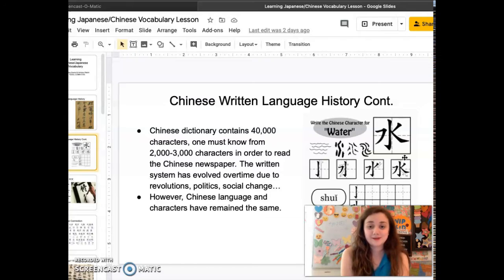So that's a lot of characters, and it's very interesting how the Chinese language has evolved over time through social changes, through political changes, yet the written Chinese, the Chinese language and the characters, that has not changed. That has stayed the same throughout all these changes.